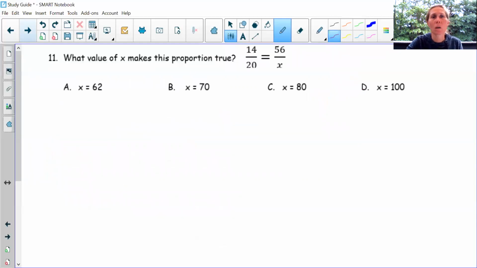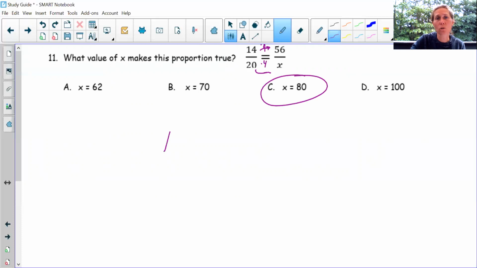Number 11. What is the value of X that makes this proportion true? Oh, this one's an easy one. All you got to do is go from 14 to 46. Well, 14 times what is 46? 14 times 4. Whoop, 4. So 20 times 4 is 80.